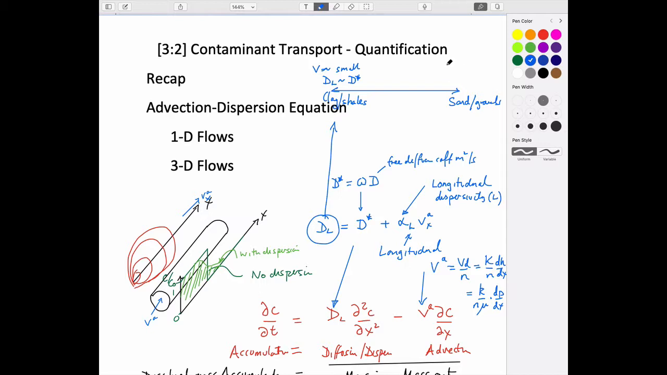And the converse is that the velocity is larger. And if that's the case, then this molecular diffusion coefficient doesn't change. It's always, we said last time, say 10 to the minus 9 meters squared per second. And so as this number becomes large, then this term dominates and this becomes inconsequential, and then the dispersion coefficient is just equal to alpha L times velocity.